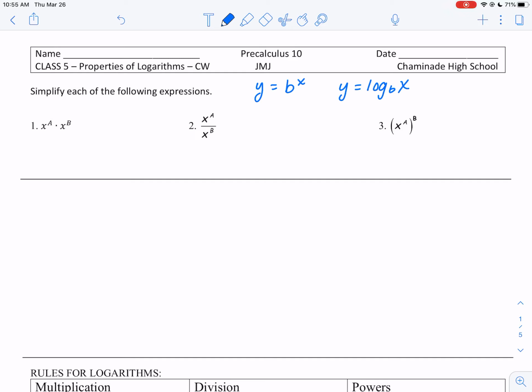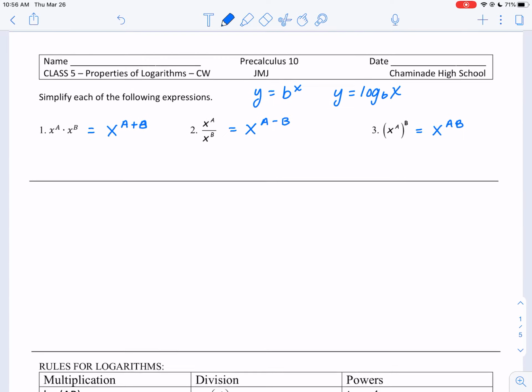Recall, when we have x to the a times x to the b, the bases are the same, so we're going to take those exponents and add them. That's going to be x to the a plus b. If I have x to the a divided by x to the b, again, bases are the same, we're going to take those exponents and subtract them, x to the a minus b. That's how we write it as a single term. Also, recall, if we have x to a power raised to another power, we're going to take those exponents and multiply them. That's going to be x to the a times b, or x to the ab. These rules are very important for us to figure out these properties.